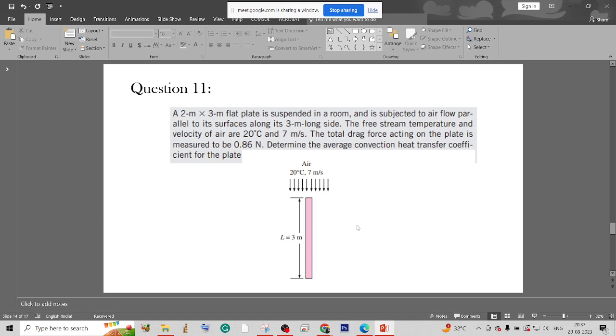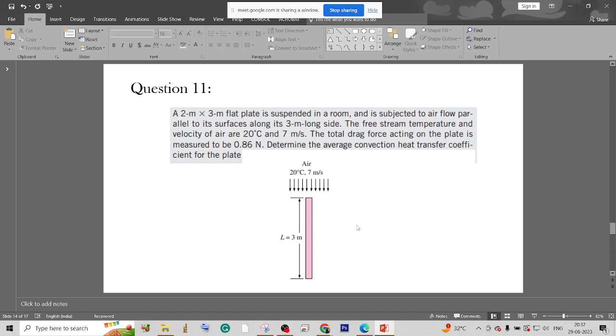So we can use the boundary layer equations. The free stream temperature and velocity of the air are 20 degrees Celsius and 7 meters per second. The total drag force acting on the plate is measured as 0.86. Drag force is given, determine the average convection heat transfer coefficient for the plate.